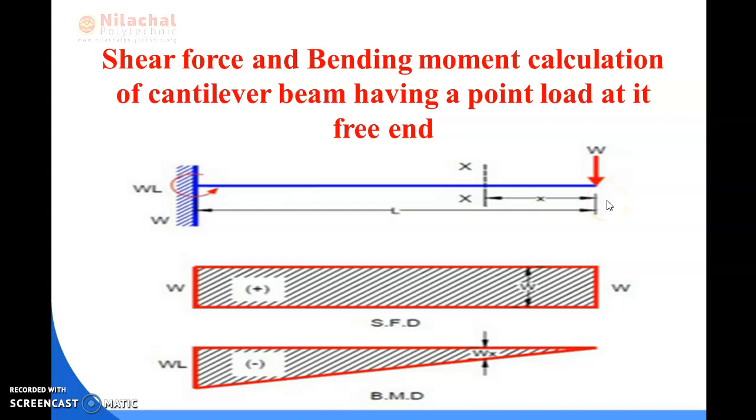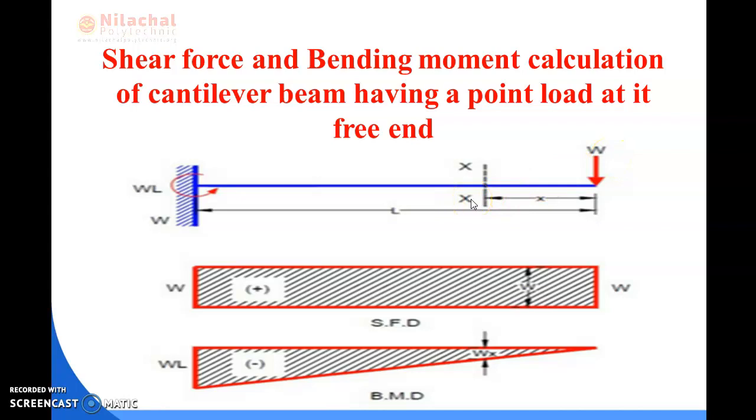I told you in the last class what a cantilever beam is. That is the beam having a fixed support at one end and free at the other end. You can see here is the fixed support and here is the free end of the cantilever beam. At the free end, it is provided with a point load which is denoted as W.